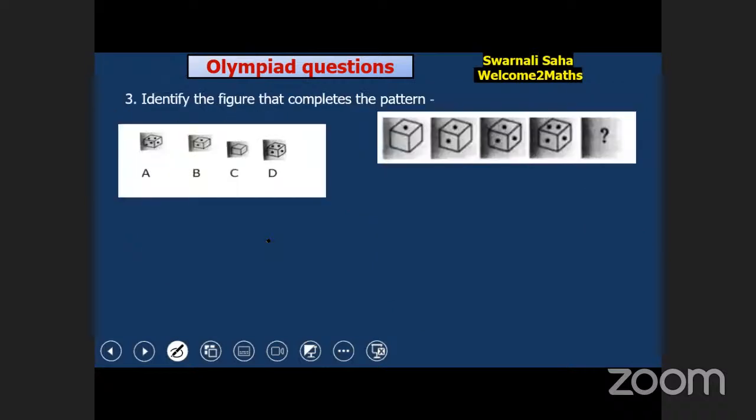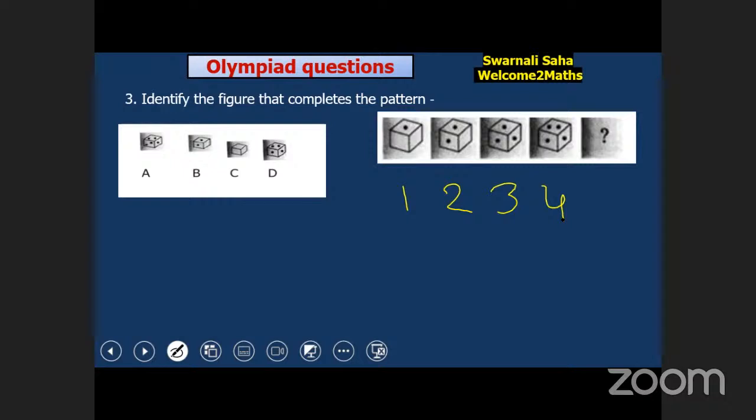Next question. It is a very easy question. Try to solve this. Okay. You see, identify the figure that completes the pattern. Here is 1, there is 2, here is 3, here is 4. This is a dice, like when you play Ludo. So which number would come next? It is the question. It's so easy.